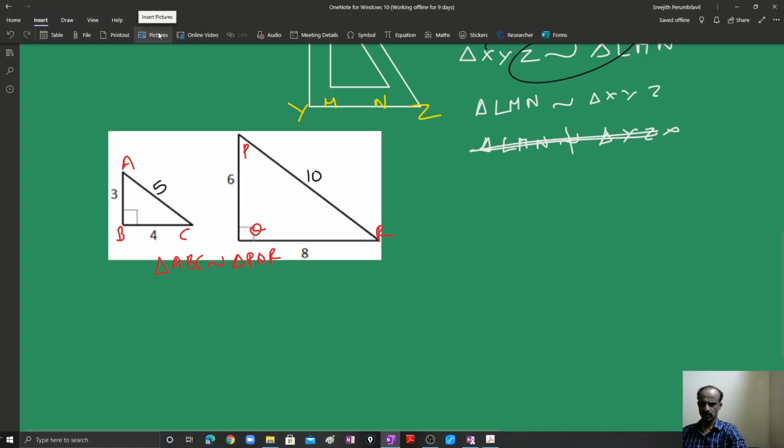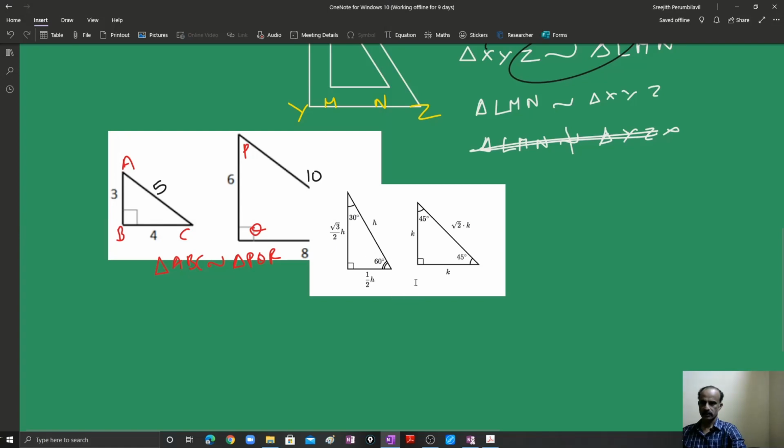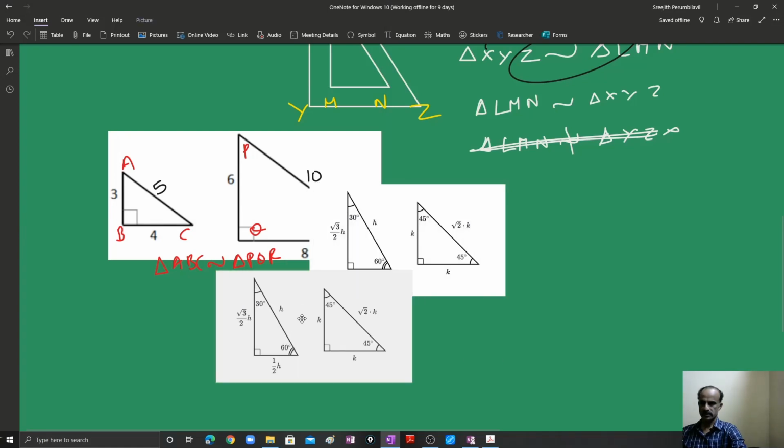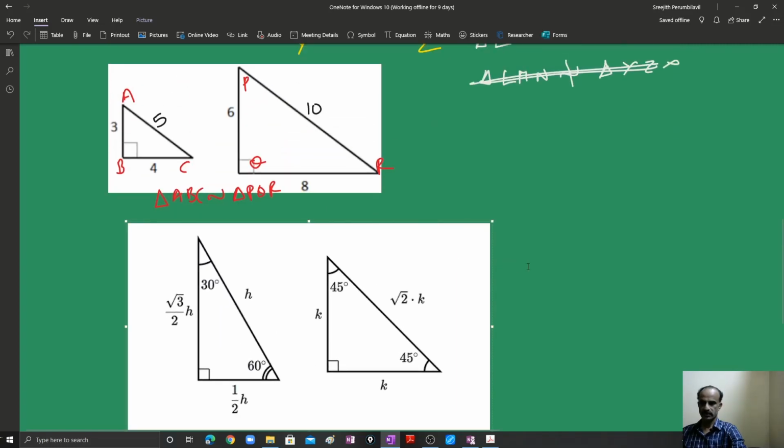Fine. So can I say that all right angle triangles are similar? Is it so? I don't know. I'm just putting up one more figure here. You can see this figure. Let us see this figure. What happens? Are they the same shape? They are two right angle triangles. So they are not the same shape and they are not similar either.